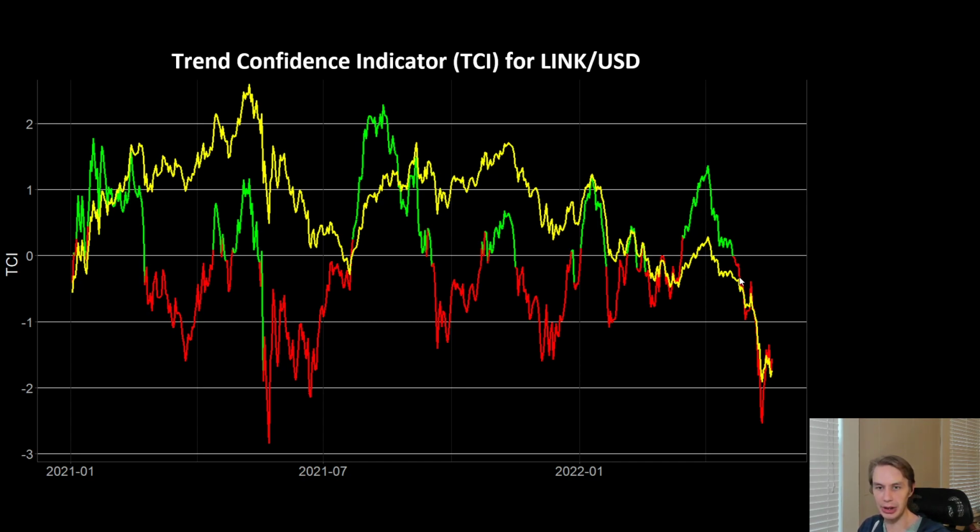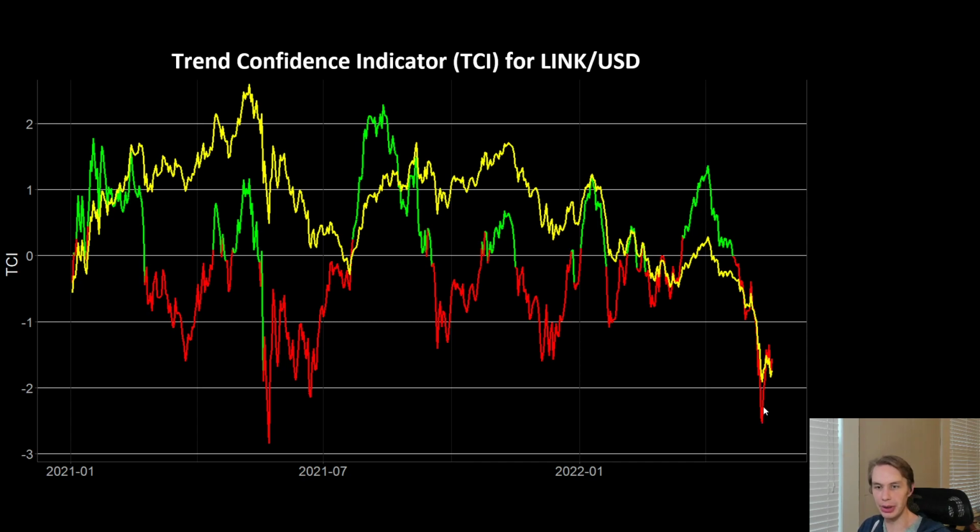And so similar to the MBI to some degree, we have also gone quite deep into the red on the TCI as well. It says this is a downtrend, and you should believe that this is a downtrend, right? We can be confident in this downtrend existing.